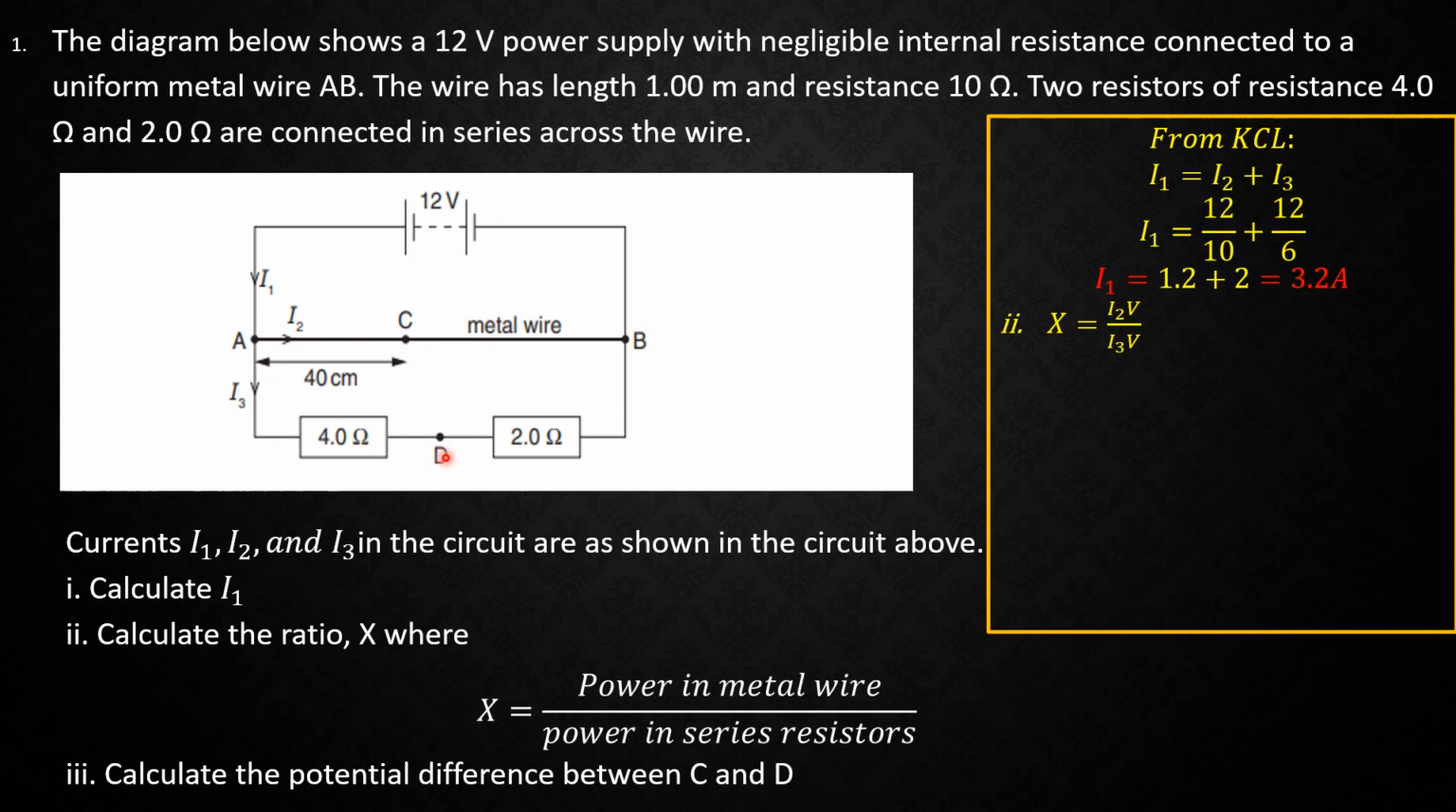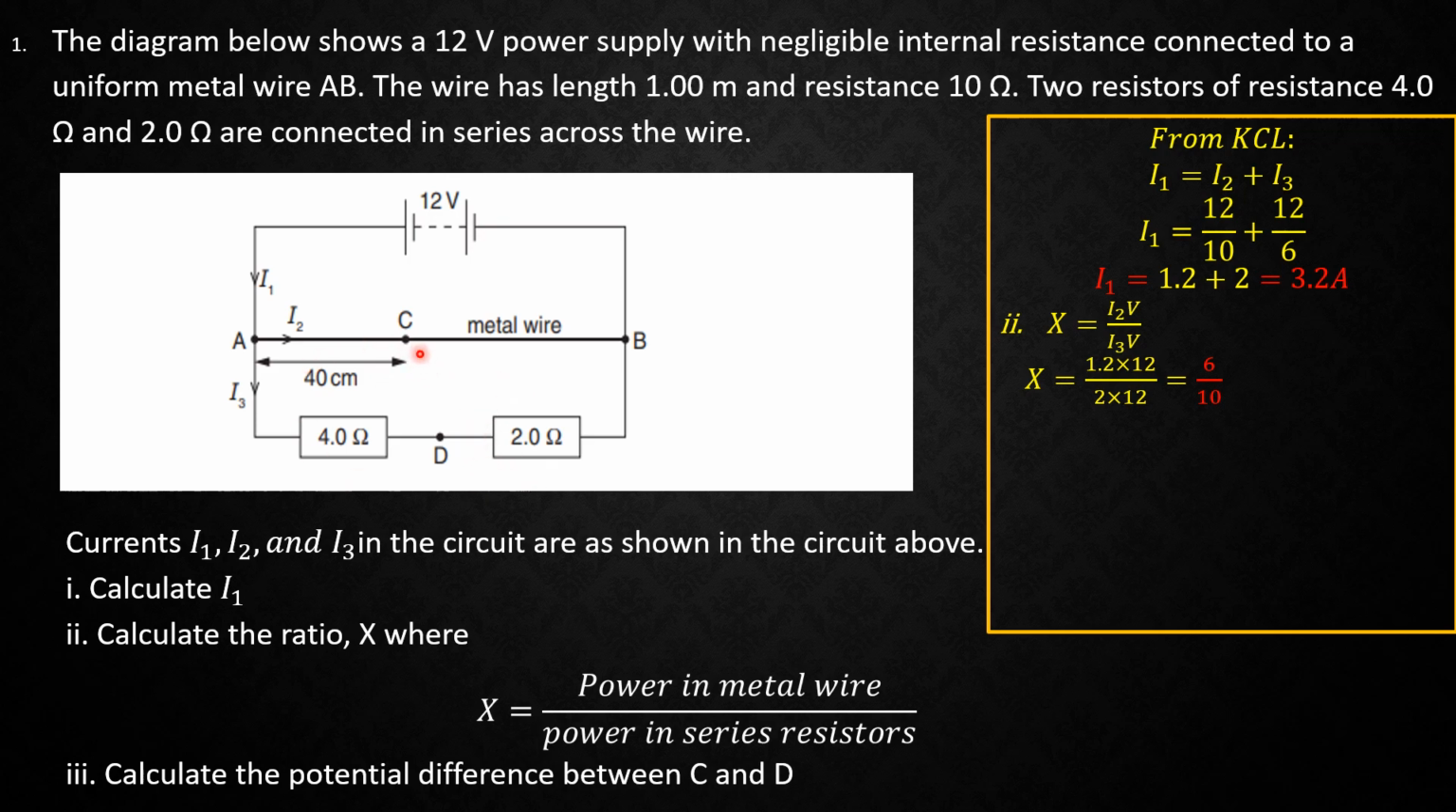So we're going to get the current that flows in these two resistors, which is I3, multiplied by the voltage that's dropped across the two resistors, which is again V. So we're going to cancel that out. Basically, we're going to be getting I2 over I3, which is, remember that our I2 is 1.2 divided by 2, which gives us 6 over 10. So that's our ratio. Next part says calculate the potential difference between C and D. Now, for the potential difference between C and D, we have to be very meticulous here.